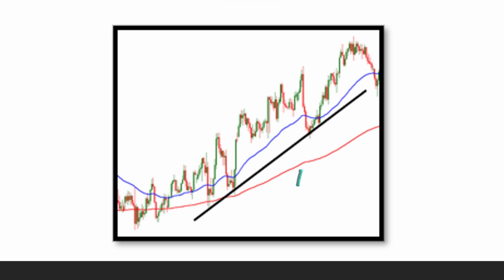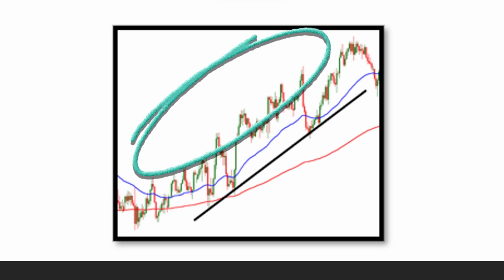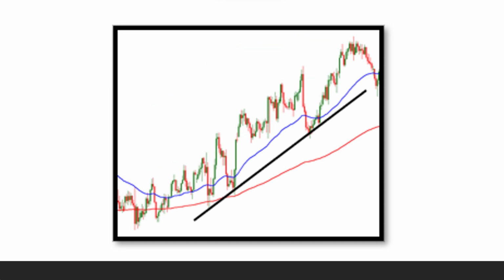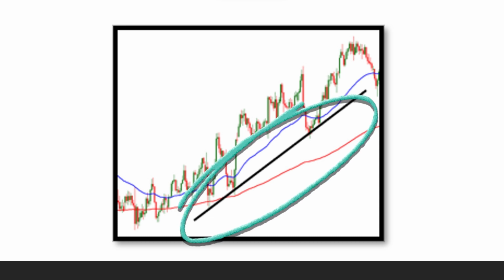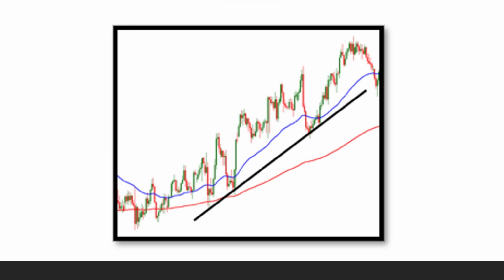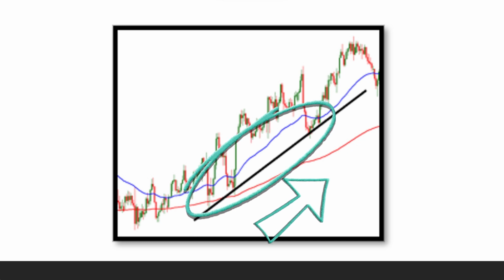It creates higher highs and it continuously keeps creating higher peaks, as you can see in the chart. It also creates higher lows, as you can see in the chart. Trend lines are drawn in an upward direction by connecting the support areas.